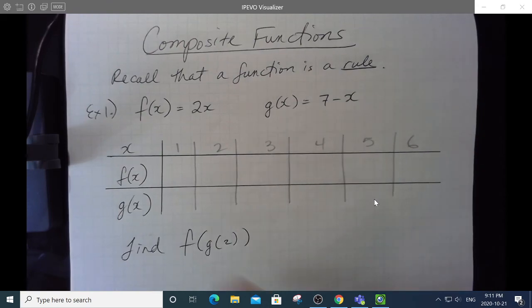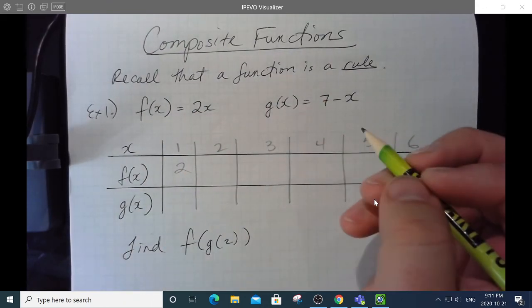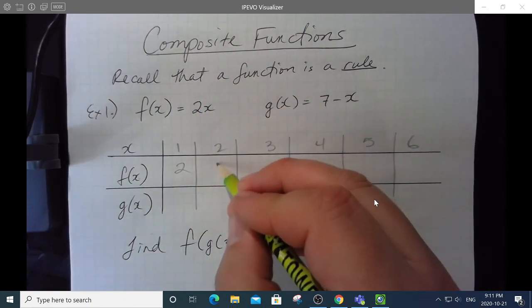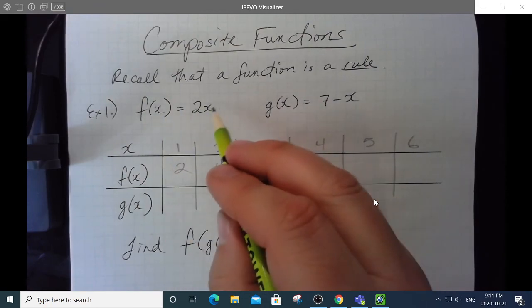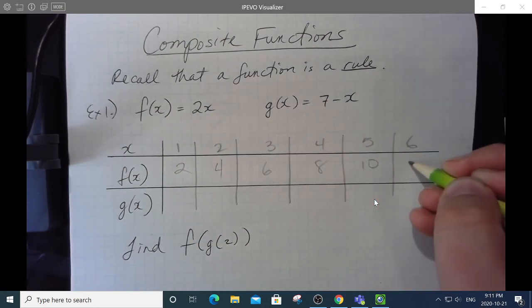There we go. So what happens to f of x when x is 1? Well, 2 times 1 is 2. What happens to f of x when x is 2? 2 times 2 is 4. What happens to f of x when x is 3? I think you get the pattern.